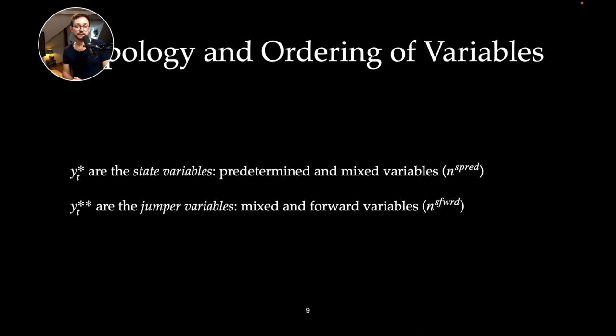The double star variables are the so-called jumper variables, the mixed and forward-looking ones. To make this distinction is actually important for the perturbation approach. So remember, the star variables are the predetermined and mixed, called state variables. The double star variables are the mixed and forward variables, called jumper variables.